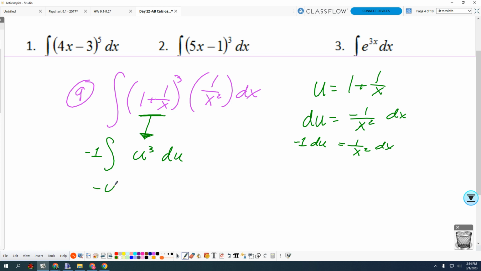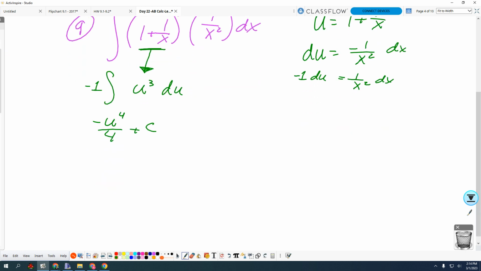Integrate this. -u to the 4th over 4. Raise the power, divide by the new power. And do I need the plus c or not? Because it's indefinite, yes. Then go back to the x values. I couldn't plug any numbers in because I wasn't given any, but there you go. Happiness and joy.